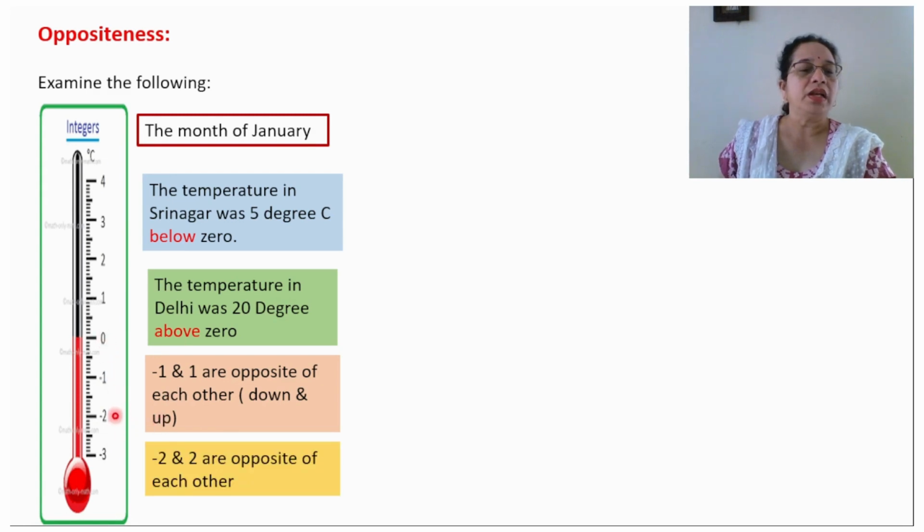Similarly, we can see that minus 2 and 2 are opposite of each other. Minus 2 is below 0 and 2 is above 0. So again, below and above, these are the opposite words.